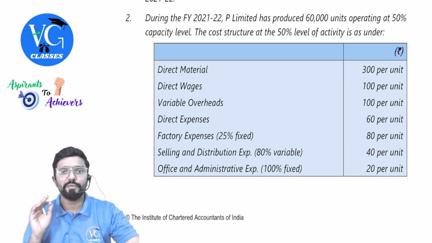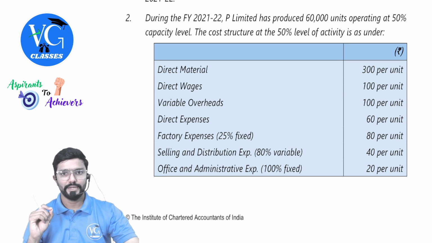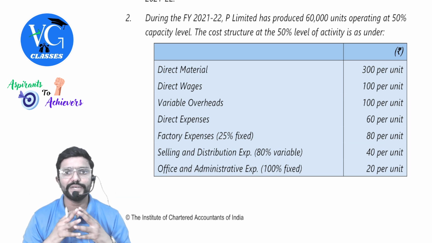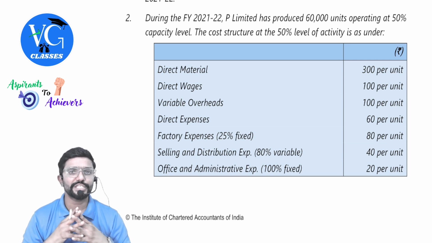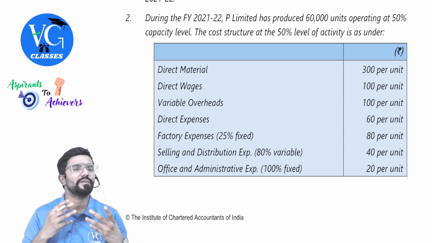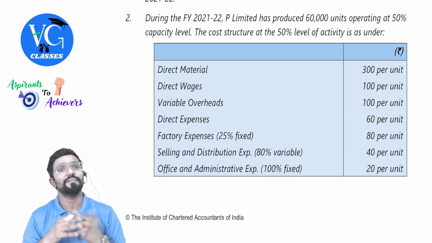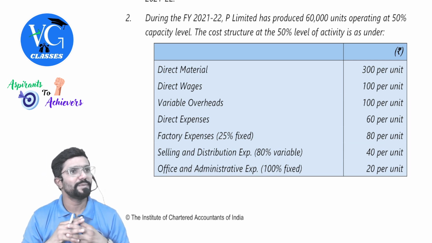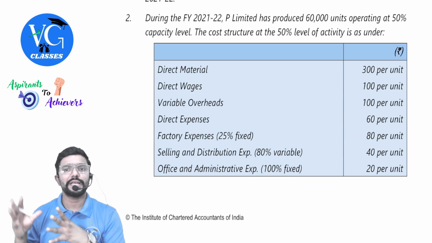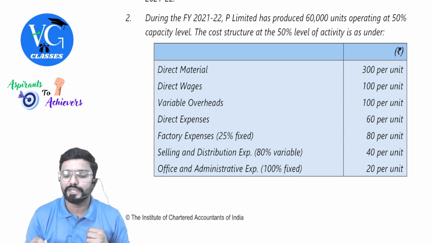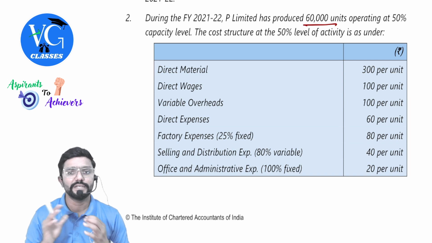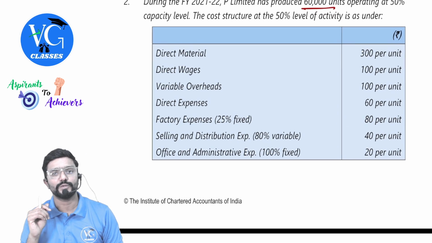During the financial year 21-22, P Limited has produced 6,000 units operating at 50% capacity level. The cost structure at 50% level of the activities is as under. Guys, as soon as you see this, what will strike to your mind? Flexible budget. Yes, sir. So they are operating at 50% and they are producing how many units, guys? 60,000 units. Their cost structure at 50% is as follows.